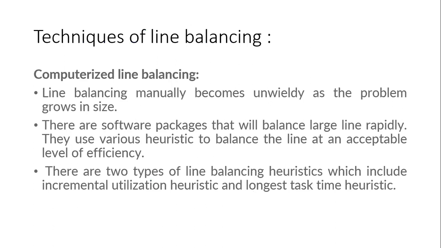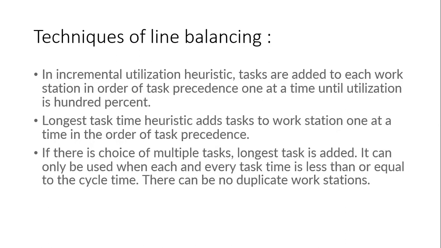What are the different techniques used for solving line balancing? To take a computational approach to the line balancing problem using software packages, there are two algorithms. One is the incremental utilization heuristic, the other is the longest task time heuristic. Using these two algorithms, we can efficiently solve the line balancing problem. So what is the difference between these two ideas? In the incremental utilization heuristic, the task numbers are added to each assembly workstation without violating the precedence constraint. Every task number is added one at a time.